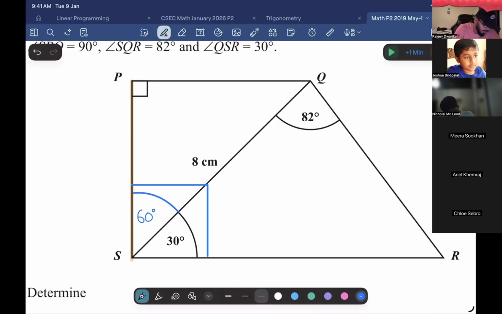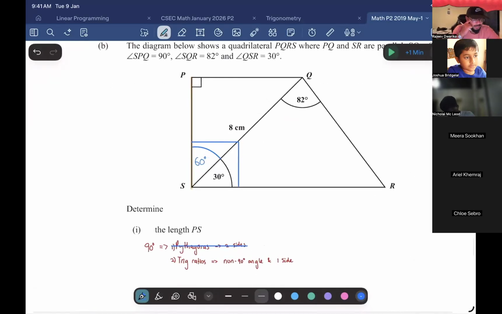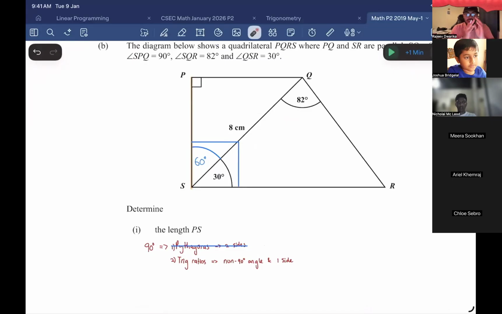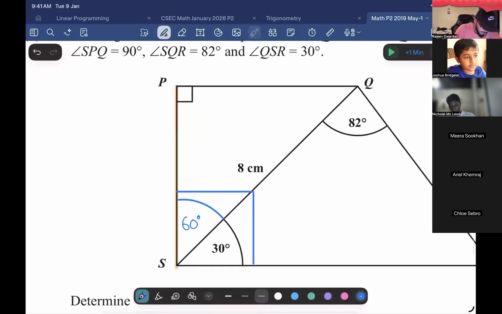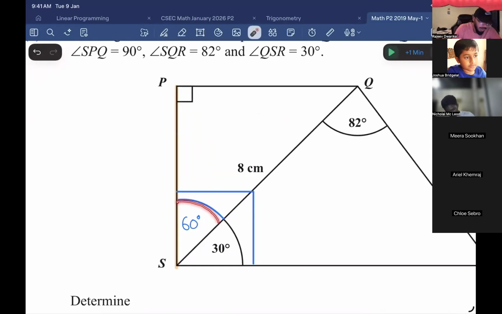60. Okay. So now, guys, if I want to figure out for PS, am I now able to use trig ratios? Yes, sir. And so if this is the angle in question, what is the side adjacent to it? Is it PS? Is it SQ? Or is it PQ? Which side is adjacent, right next to the 60 degrees?